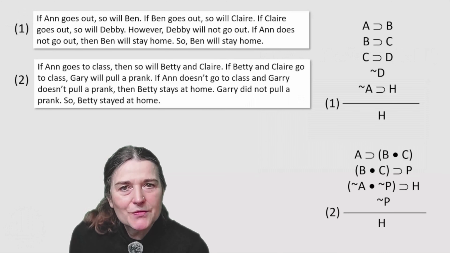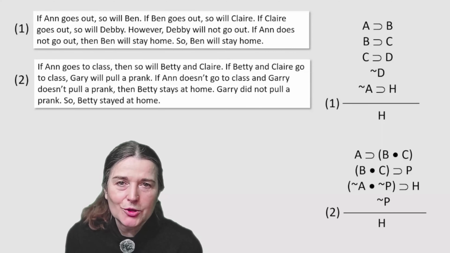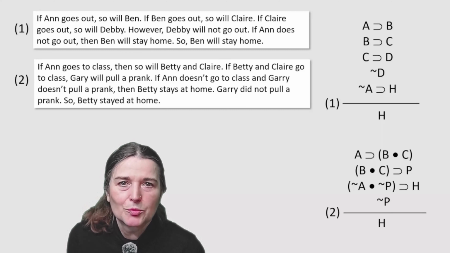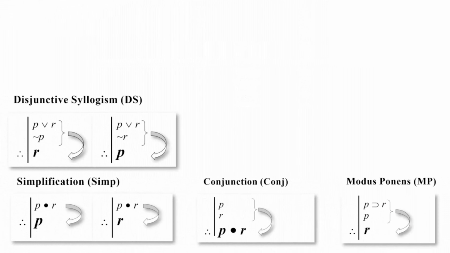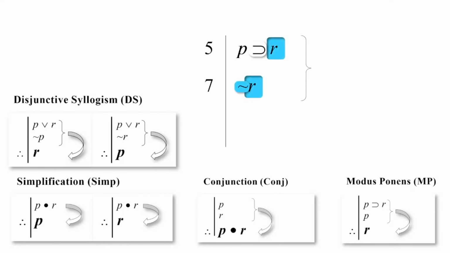In this video we are going to learn to use Modus Tollens in proofs. We will look at two simple proofs with it. We now know 4 rules. We have just added a 5th one, the Modus Tollens rule, which, given a conditional and the negation of its consequent, allows us to derive the negation of the antecedent.